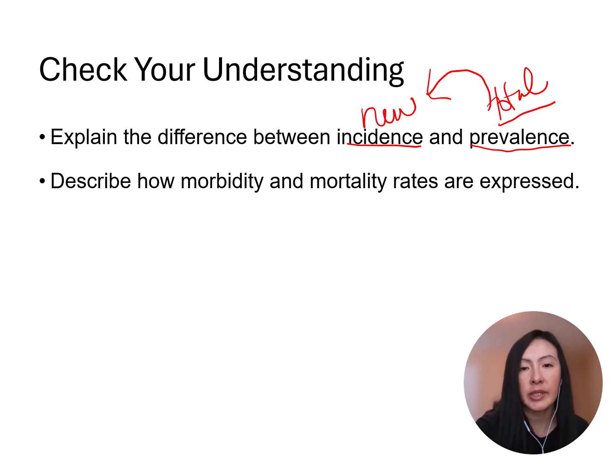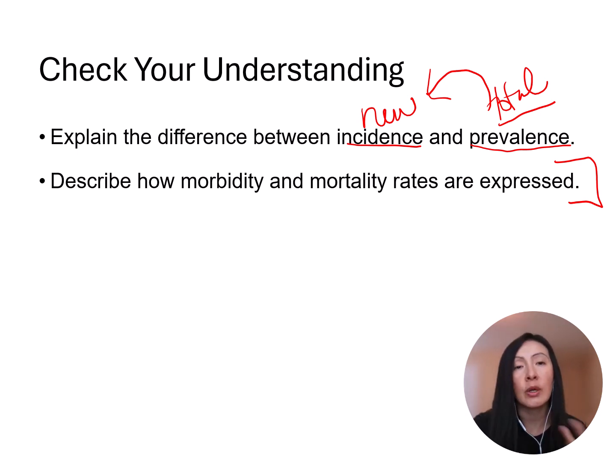For the second checkpoint, they ask, describe how morbidity and mortality rates are expressed. So morbidity rate is the number of diseased individuals in a population, and it's expressed as cases per 100,000 people or as a percentage of the population. Mortality rate is the number of deaths caused by a disease, also expressed as deaths per 100,000 people or a percent of the population who died from the disease. And these standardized rates allow comparisons across different populations and over different time periods.